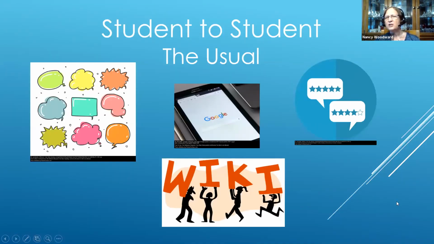The last one, student to student, I kind of talk about the usual here. So the usual are things like many of us use discussion boards in our learning management systems, an asynchronous kind of discussion. Many of us use things like Google Docs, where we're having a collaborative document that students are working on. Or we use peer reviews, where students can talk to each other and review each other's work and give feedback. Or we might use wikis, again, another collaborative way of interacting with our students.